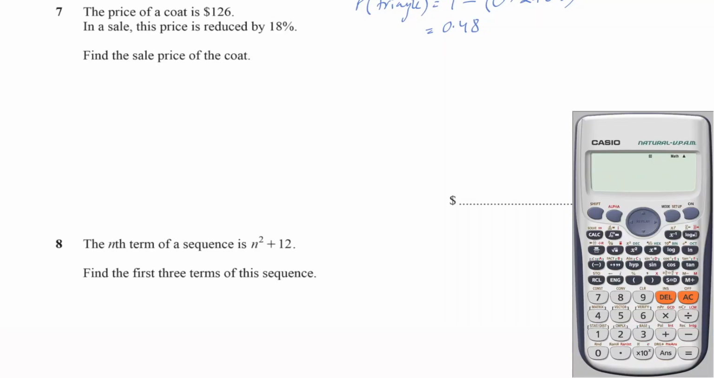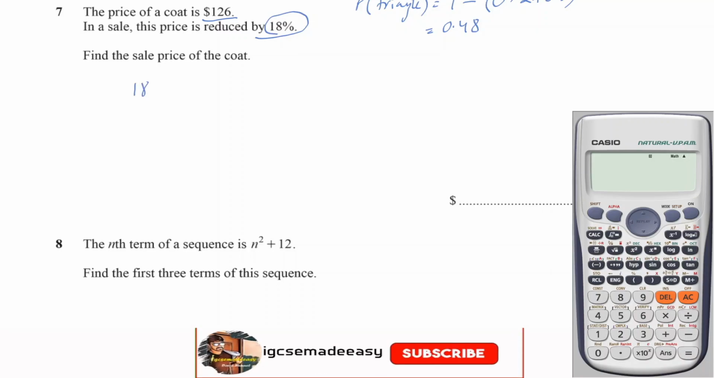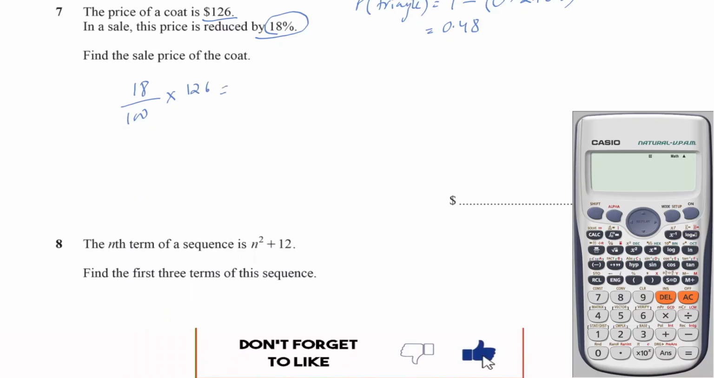So let's move on. Question number 7. The price of a coat is $126. In a sale, this price is reduced by 18%. Find the sale price of the coat. So actual price is 126, and in the sale it is being reduced by 18%. So 18% of 126 is what? Let's find out that. We can use a calculator.